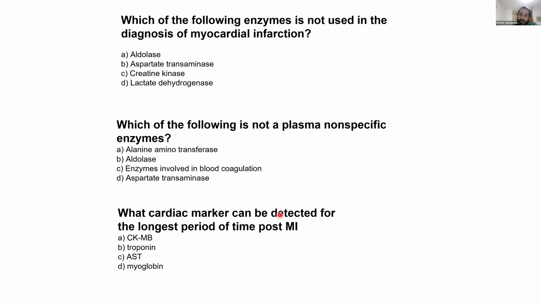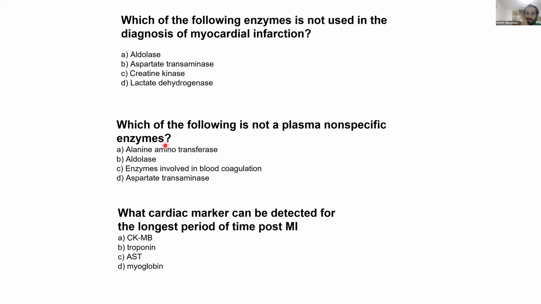Next one, which of the following is not a plasma non-specific enzyme? Okay, so it's confusing: not and non-specific. So just remove not with non, negative and negative remove each other. So which of the following is a plasma-specific enzyme? This is how you solve the question. Which enzyme is usually found in the plasma and has a role in the plasma or in the blood vessel? This is what they're asking for.